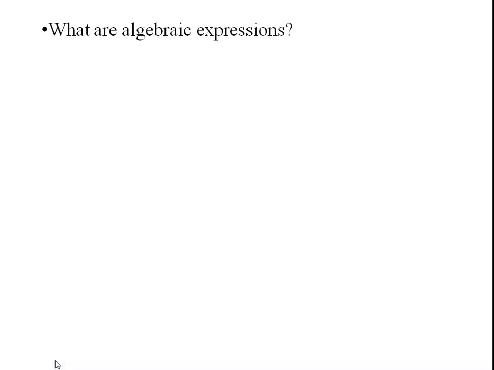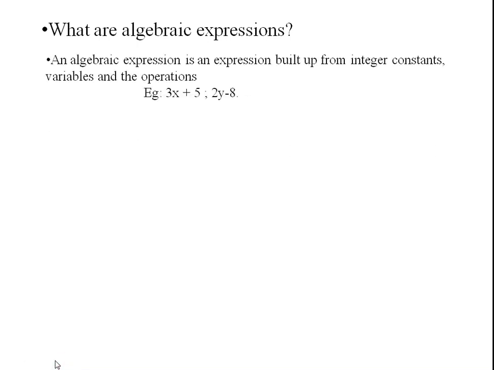What are algebraic expressions? You know what are algebraic expressions? An algebraic expression is an expression built up from integer constants, variables and the operations. Example, 3x plus 5 or 2y minus 8. Here 3x is a variable and the variable used here is x and 5 is a constant. 2y minus 8. Here the variable used is y. 2y is a variable and minus 8 is a constant.